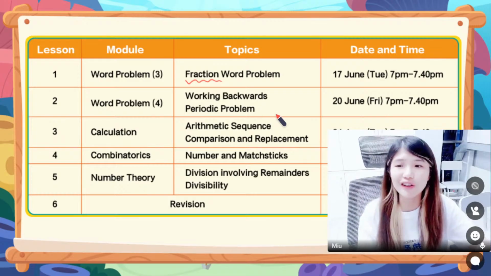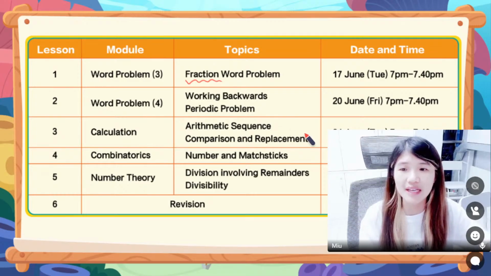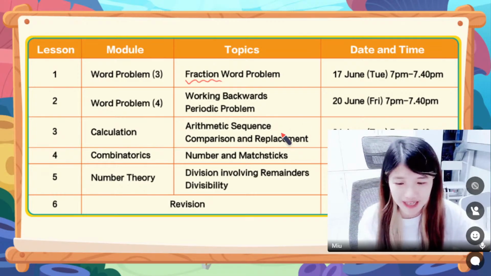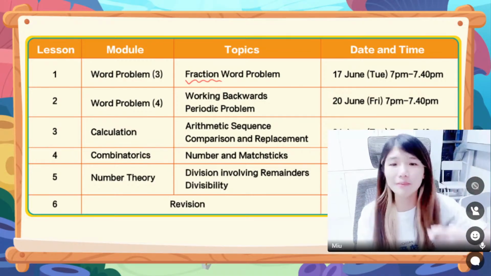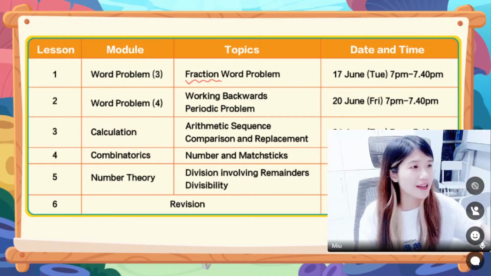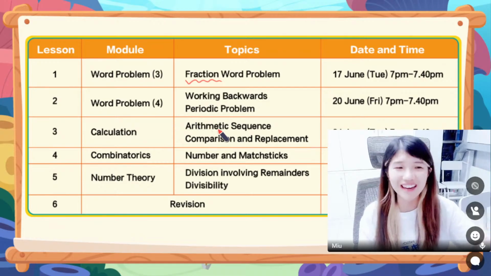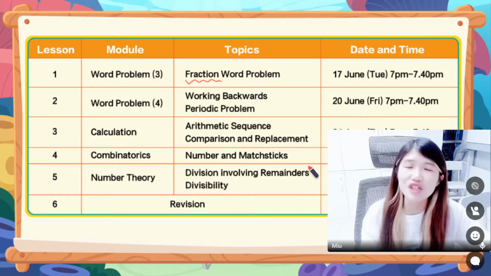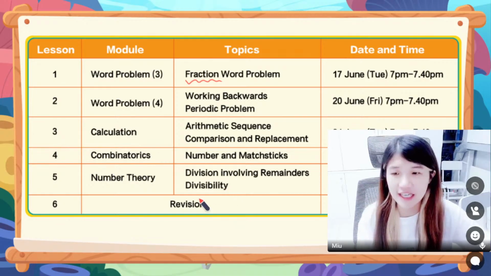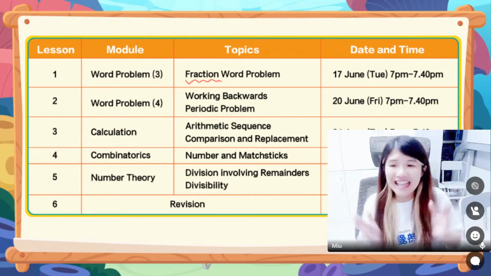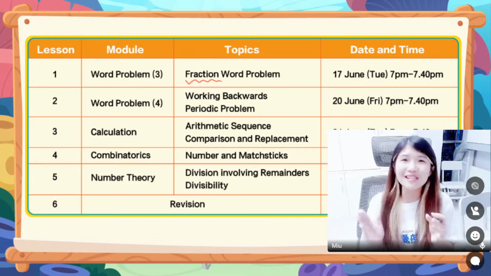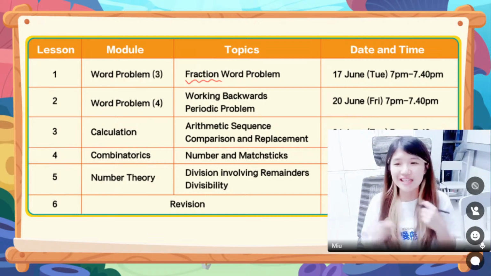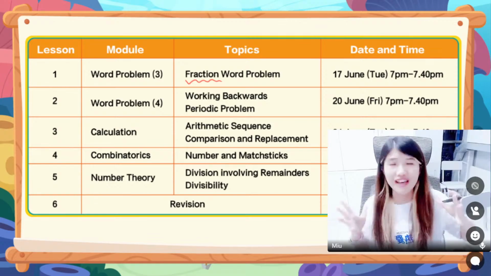Then for the calculation, we talked about the arithmetic sequence and the comparison and replacement topics. Also, we talked about numbers and statistics, which is a very difficult one. Then we talked about number theory, including division involving remainders and divisibility. Today is the last day of the advanced modular bootcamp, which is about the revision of the previous 5 lessons.